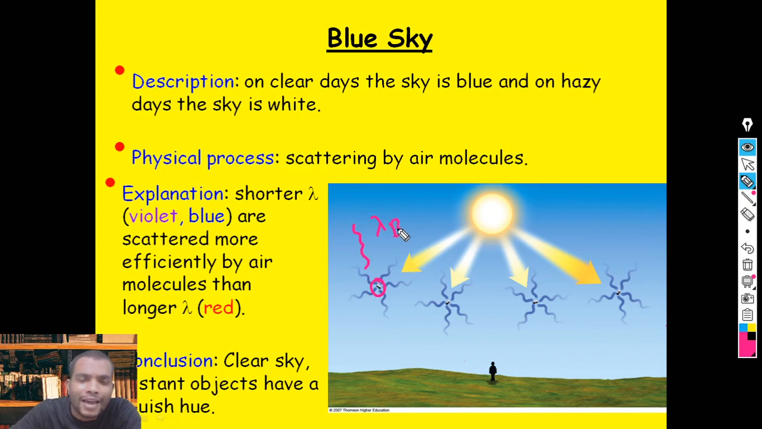The blue light wavelength is smaller than the size of the air molecule. So that's the reason the shorter wavelengths, blue or violet, are scattered more efficiently by the air molecules than the longer wavelengths like red color. Here the size of the particles is very important in the process of scattering. By conclusion, I can say that in a clear sky, distant objects have a bluish color.